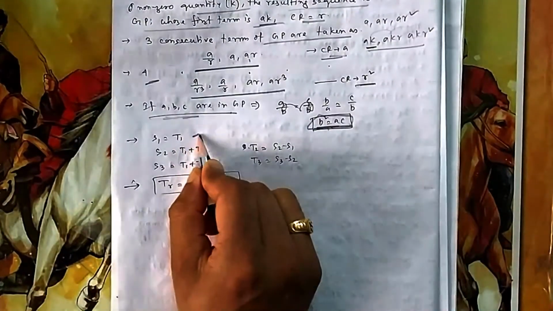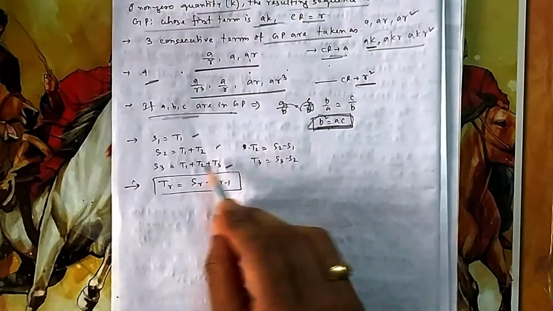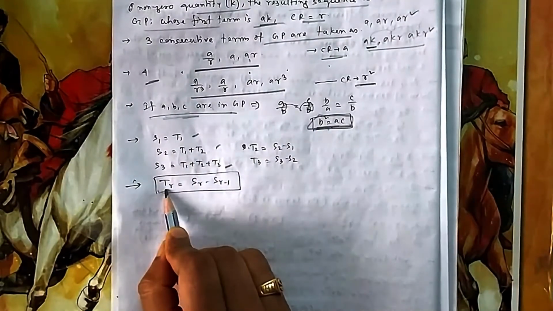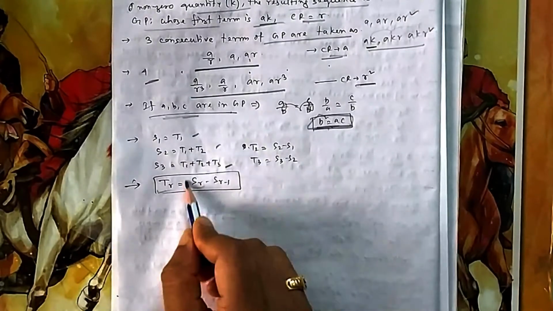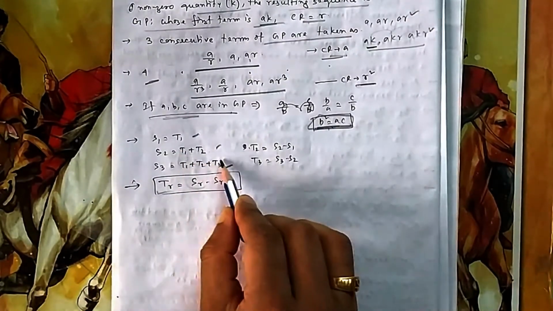Sum is again the same, S1, S2, S3 we have seen. So what will be T2, this minus this, what will be T3, this minus this. So TR, any term you want to find, is the summation of nth term minus the n minus 1 summation. This minus this will give you, this and this cancel, will give you the third term.